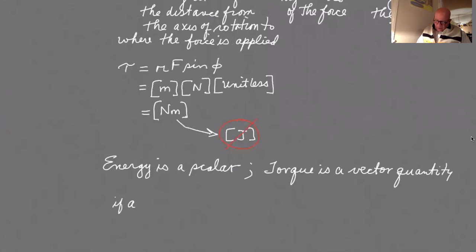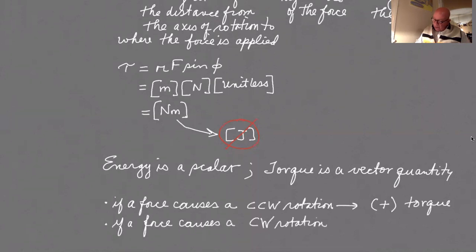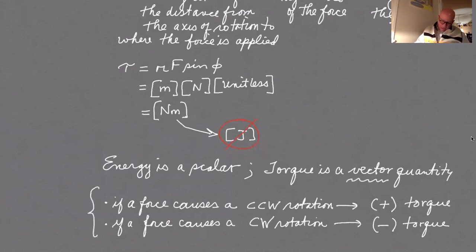What I'm going to say right now is that if a force causes a counterclockwise rotation, then we call it a positive torque. And if a force causes a clockwise rotation, then we give it a sign of negative, and we say that the torque is negative. We're not going to worry about the vector quantity of that, just the sense of rotation, okay? So I'll call this the sense of rotation, okay?